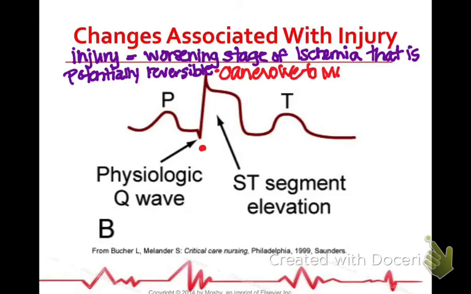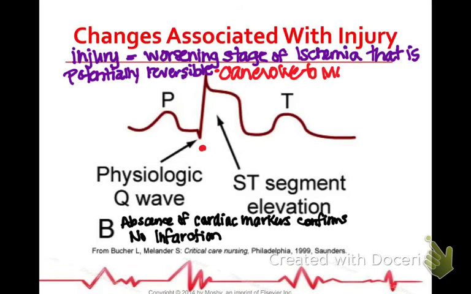Sorry, that is really sloppy writing right there. It says can evolve to MI. If you have absence of cardiac markers, that confirms no infarction, but they're still having some ischemia, but no injury yet. But it can evolve to MI, infarction.